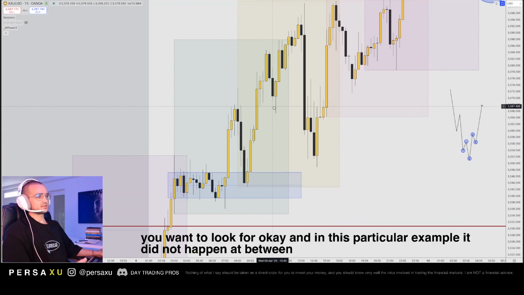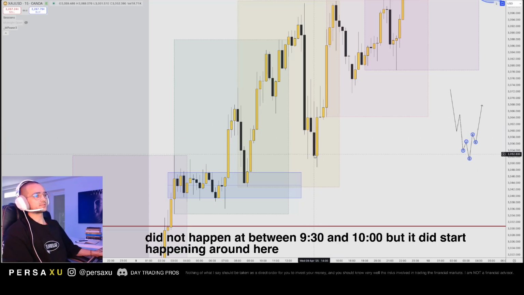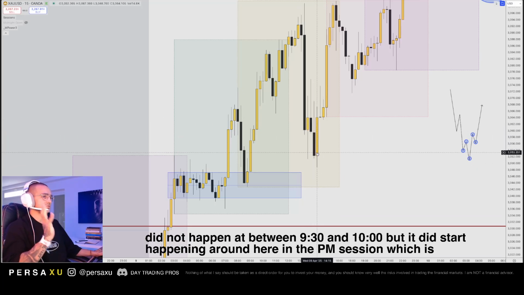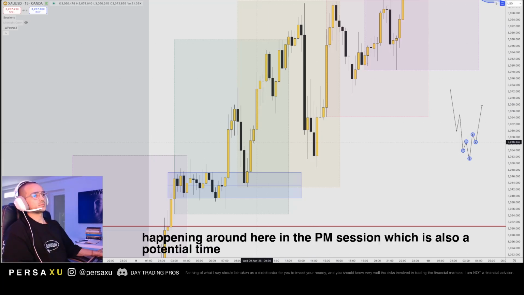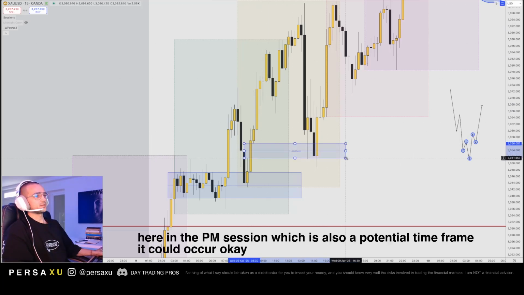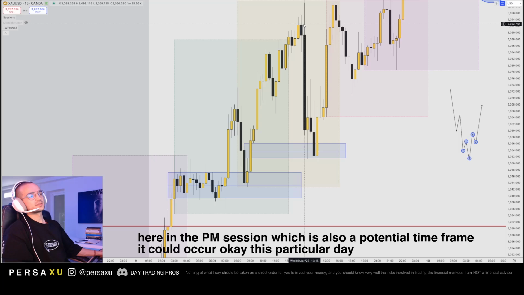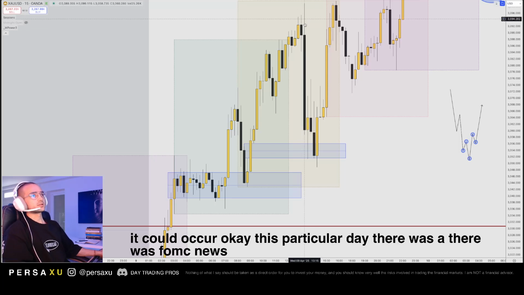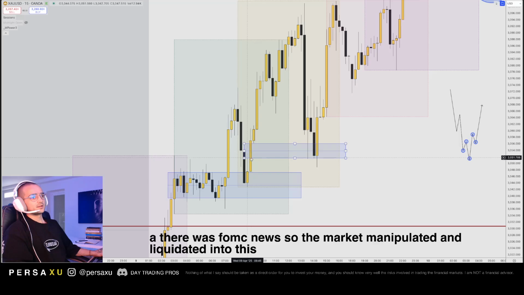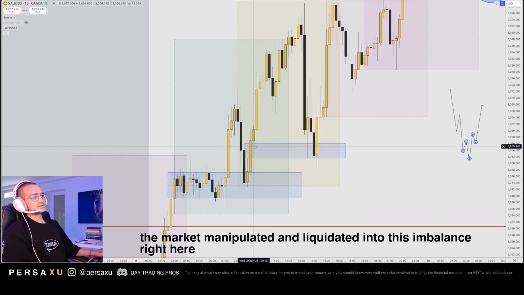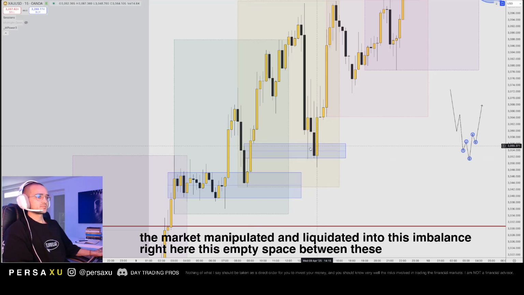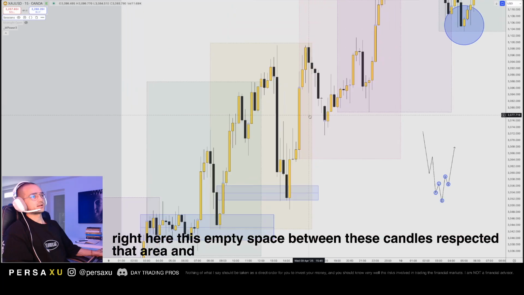between 9:30 and 10, but it did start happening around here in the PM session, which is also a potential time frame it could occur. Okay, this particular day there was FOMC news, so the market manipulated and liquidated into this imbalance right here, this empty space between these candles, respected that area and bounced back.